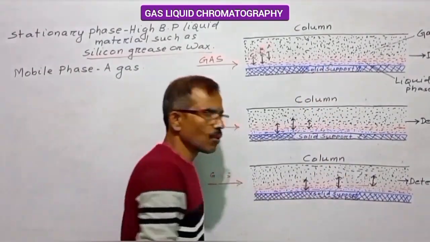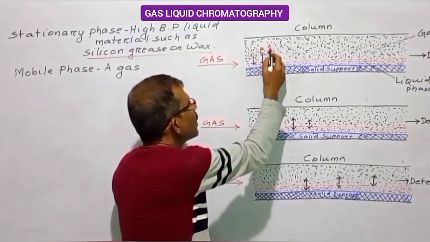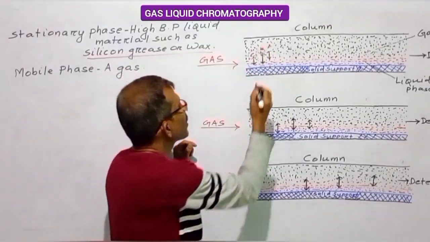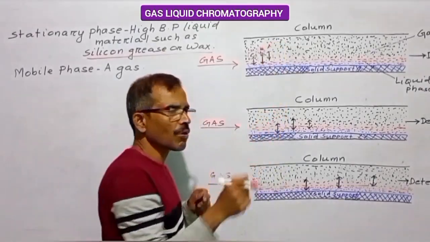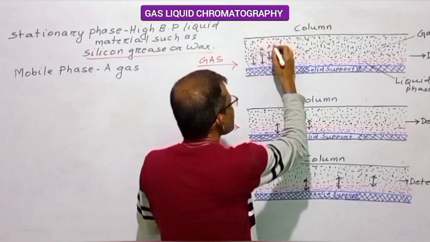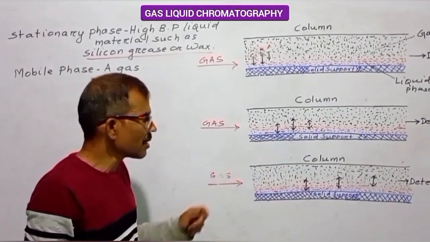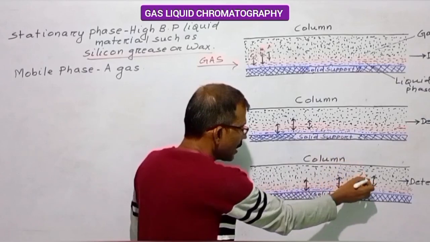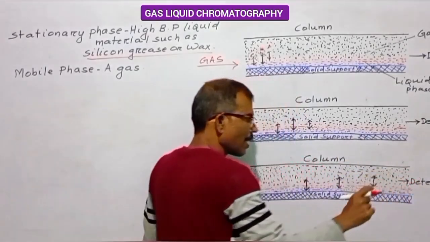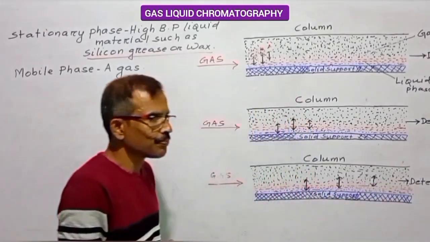This figure shows the separation of three different analytes A, B and C. Out of these, analyte A is most volatile. Because of this, it interacts strongly with the mobile phase, and because of this interaction, analyte A moves faster through the column and takes less time to be eluted out.